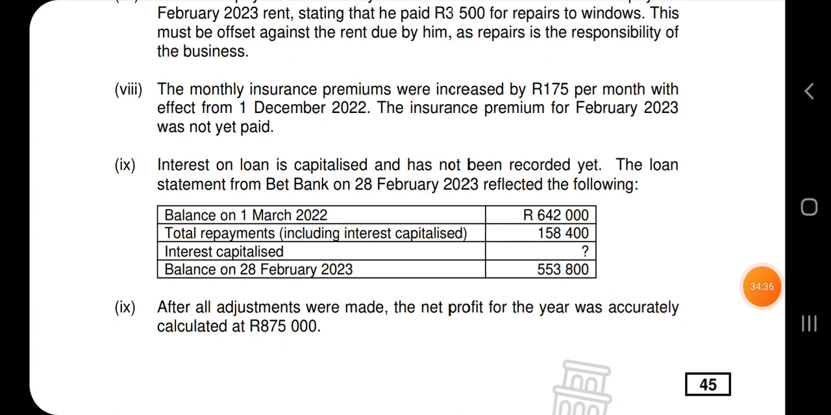Now we have to get interest capitalized. Interest on loan is capitalized and has not been recorded yet. The loan statement from the bank on 28 February 2023 reflects the following. Balance on 1 March 2022 was 642,000. Total repayments, including interest capitalized, is 158,400, and then interest capitalized we don't have. Then balance on 28 February 2023 is 553,800.